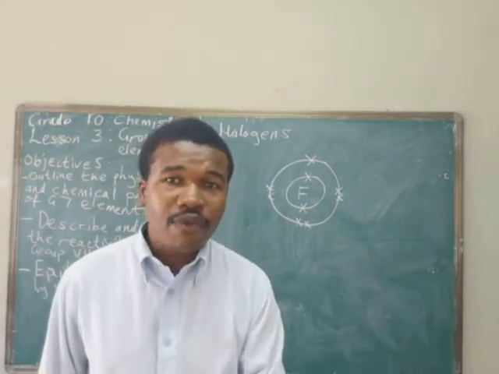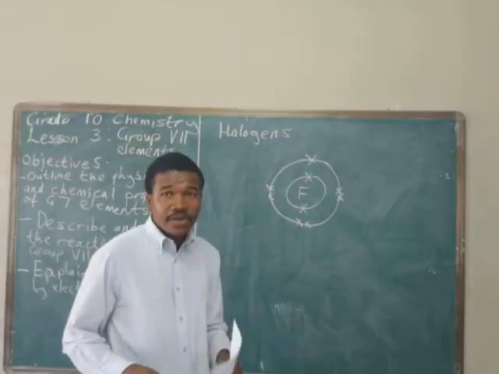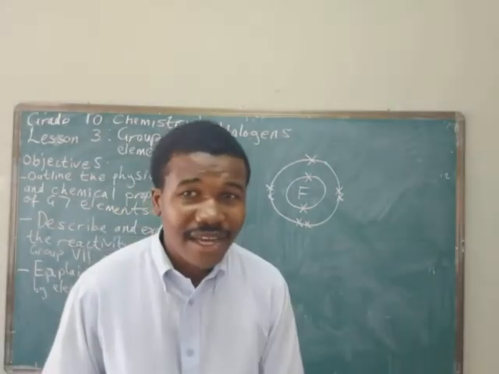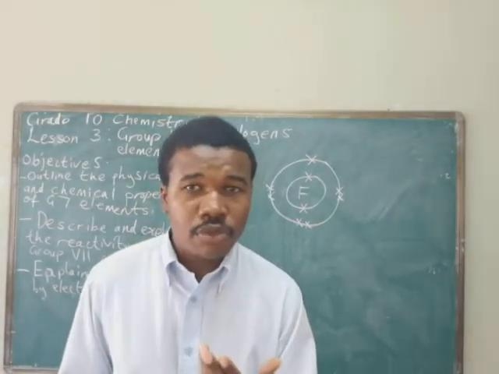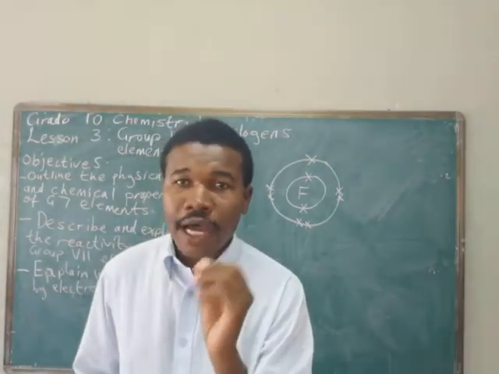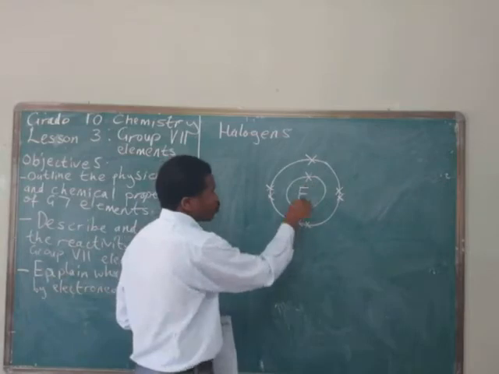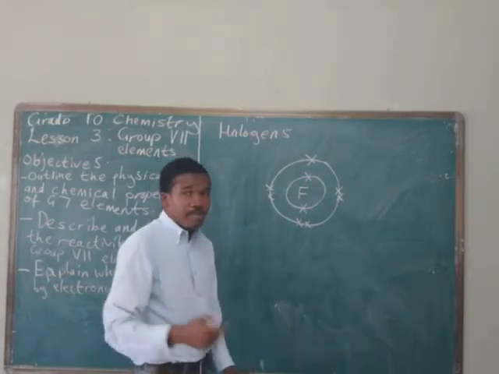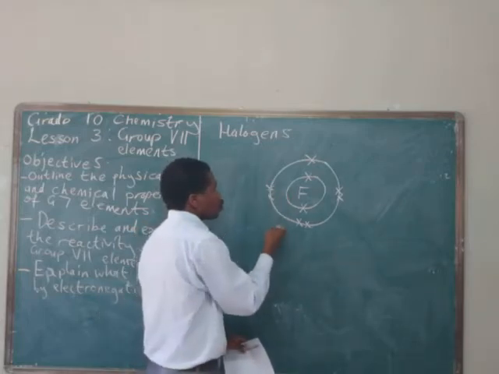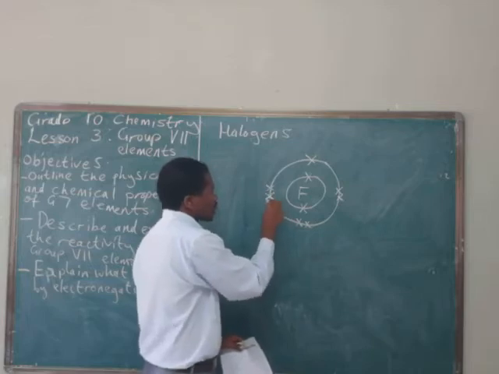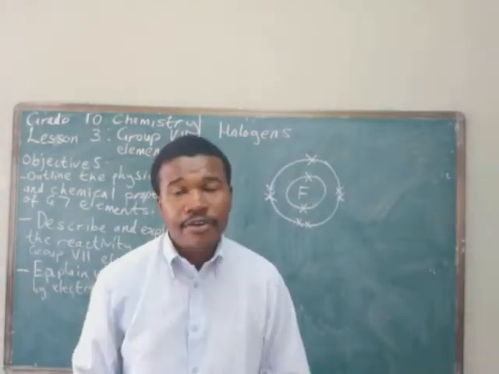We have the element fluorine, and the number of electrons that it has in the outermost shell, because remember, groups are determined by the number of electrons in the outermost shell. The moment you know the number of electrons in the outermost shell, you can tell which group the element is in. Fluorine has 2 electrons in the first shell, which can only be occupied by a maximum of 2 electrons. But its outer shell has 1, 2, 3, 4, 5, 6, 7. It has 7 electrons in its outermost shell.